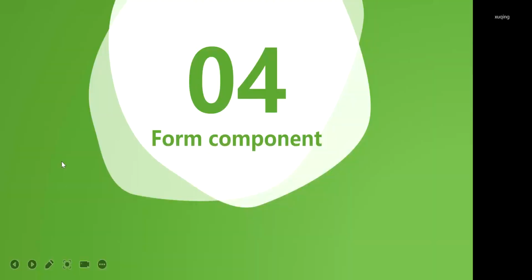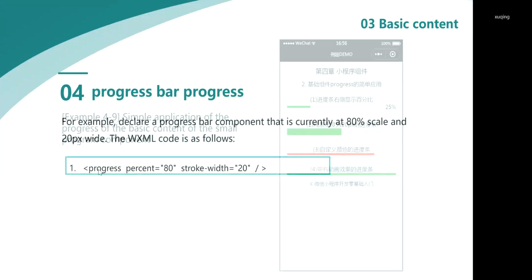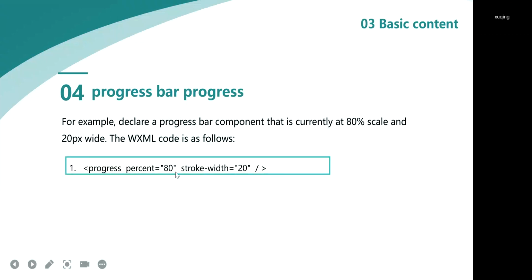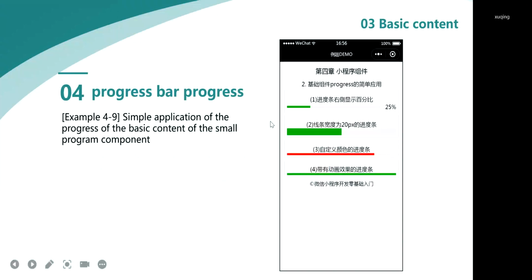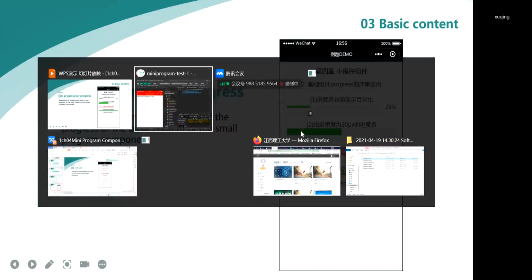Here we have tried this simple example, and you see a simple application of the progress component, part of the basic content of the small program components. We can see these 4 kinds of progress in our application.